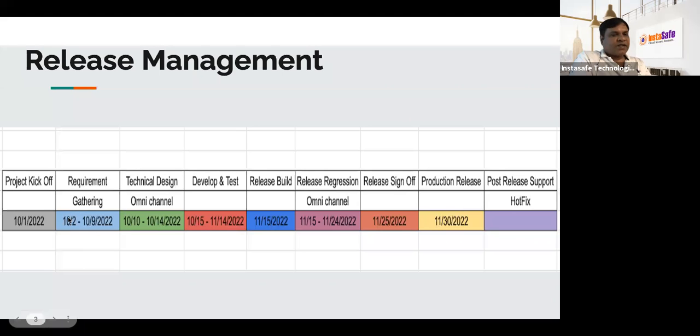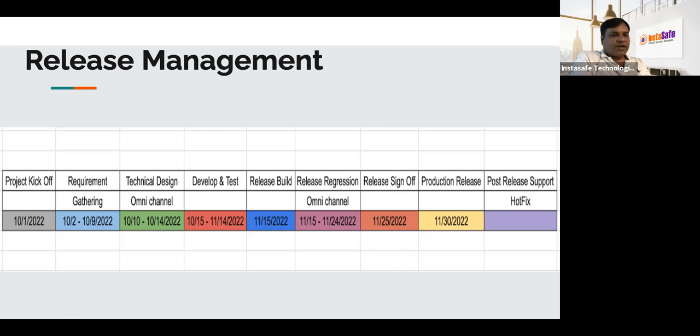Say here it takes 7 days for the requirement gathering process. So once you have the requirements ready, then you need to prepare technical designs for those requirements. And for the technical design, as mentioned, omni-channel, all the subsystems which are impacted will have to do the technical designs on their subsystems. So it takes about 3 to 4 days for them to do the technical design.